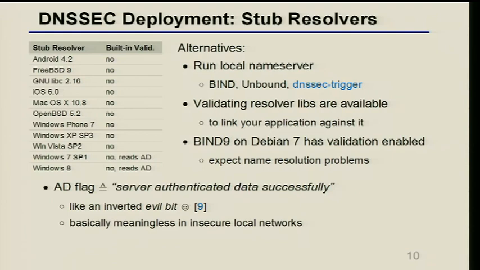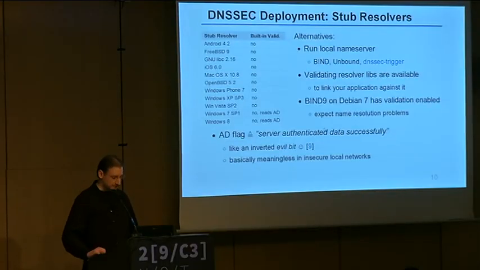You can always run a local name server on your machine. So you can install a bind or an unbound if you don't like bind, or you can even Google for DNSSEC trigger. It's an unbound package with a nice installer. You can install it on Windows or Mac OS X. Yes, Linux too. And it does all the validation. It changes your resolve conf, so you get all in one package. So of course you can install validation on your machine. But the stub resolvers, they are not capable of doing it right now.